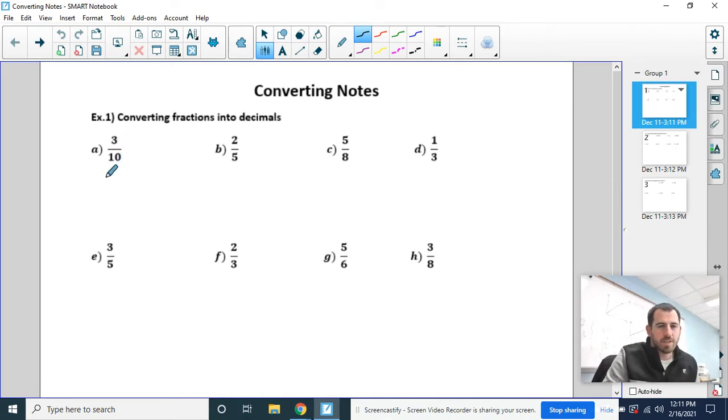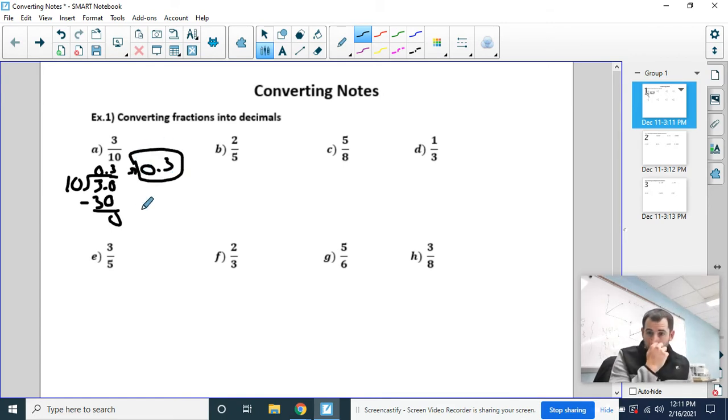3 over 10 is 3 divided by 10, so 10 is going into the 3. So we'll have something like this, okay? 10 does not go into 3, so that's where we add our 0 and our decimal. And then 10 goes into 33 times. We multiply and subtract, and that's our answer, 0.3. Okay, that's all there is to it, 0.3. Problem solved. Okay, it's a terminating decimal.